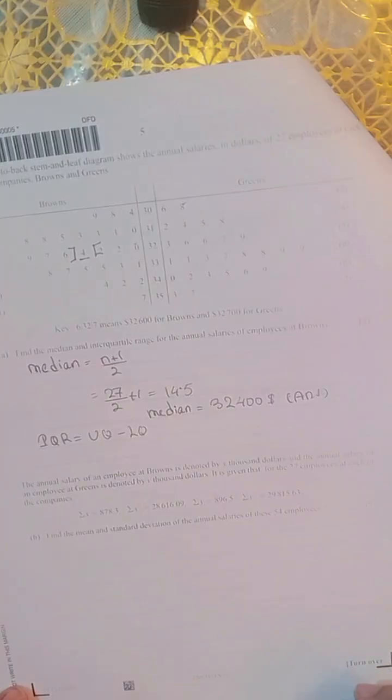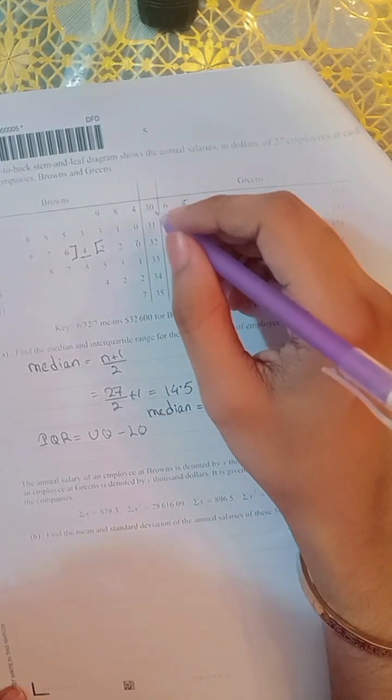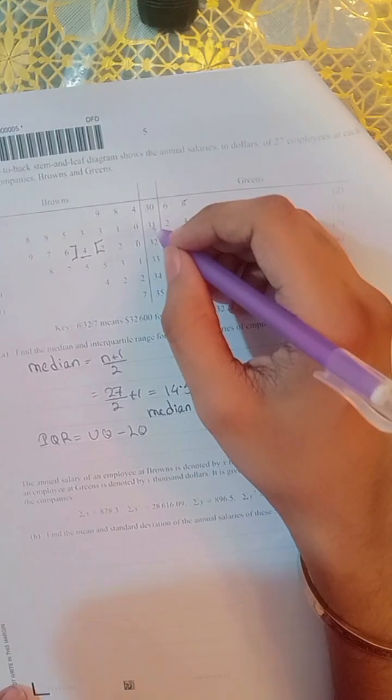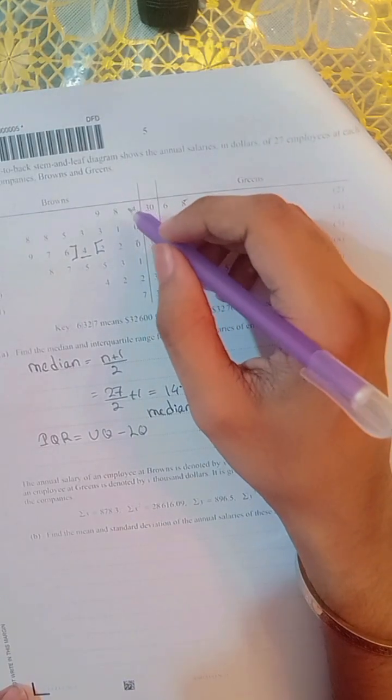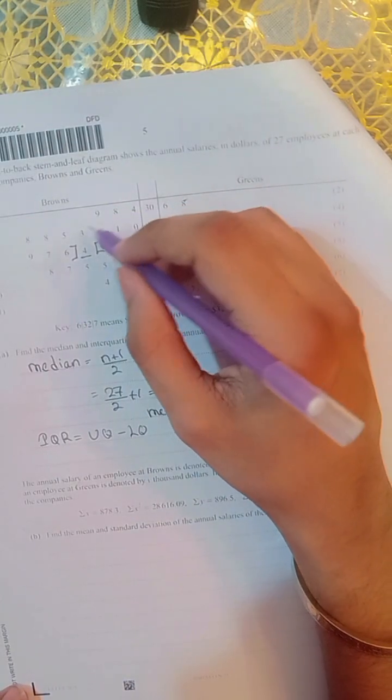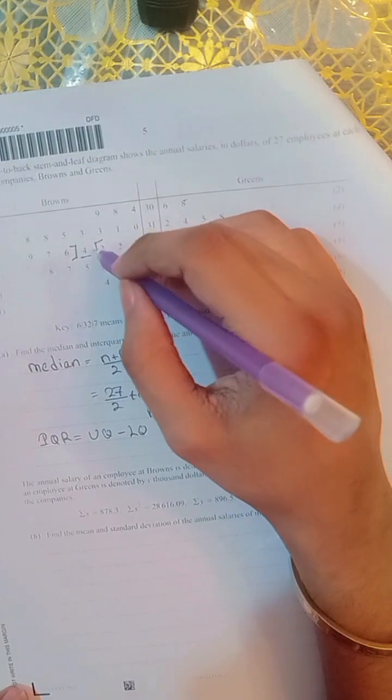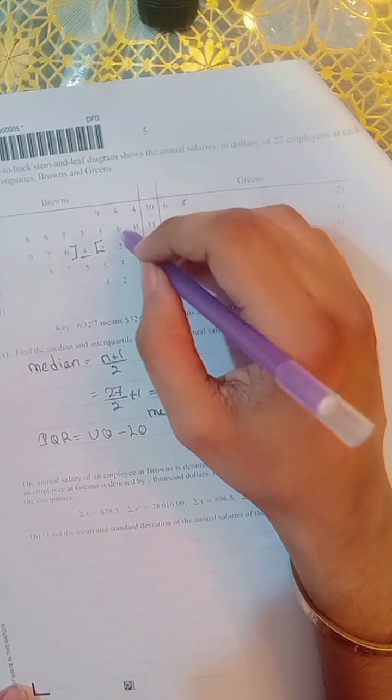So what's the median of this upper half? There's 1, 2, 3, 4, 5, 6, 7, 8, 9, 10, 11, 12, 13. So the median for this, we can quite literally find out what it has to be. 1, 2, 3, 4, 5, 6.